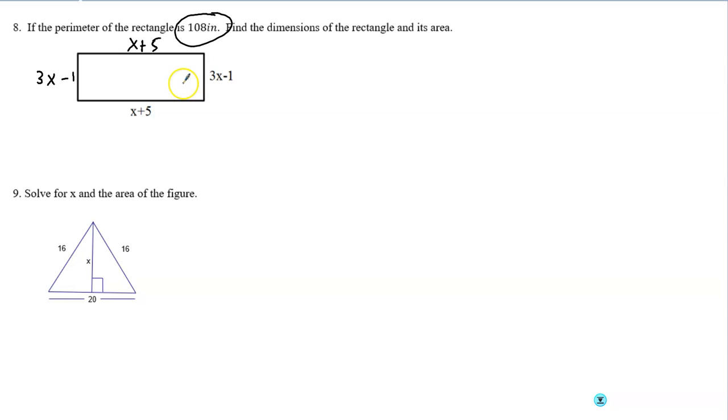So then I need to add these all up. Let's see, I got 1x plus 3 is 4, plus 1 more x is 5, 6, 7, 8. So I have 8 total x's. When I add those up, I've got a -1 and a -1, and then 2 positive 5, so that's 10 minus 2, so I get plus 8. I'm adding all of those together, and then that should be equal to my perimeter. So then I'm going to solve that. I get 100 divided by 8, which isn't terrible. It's 12.5.